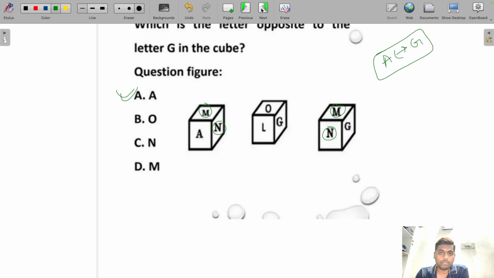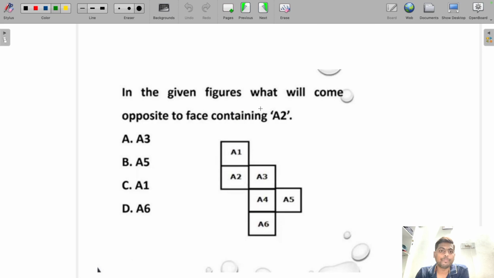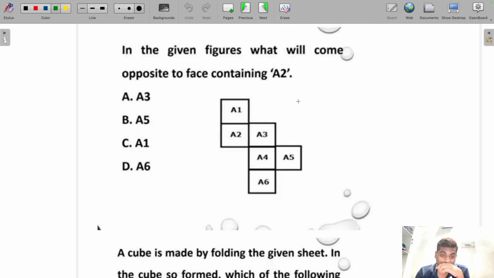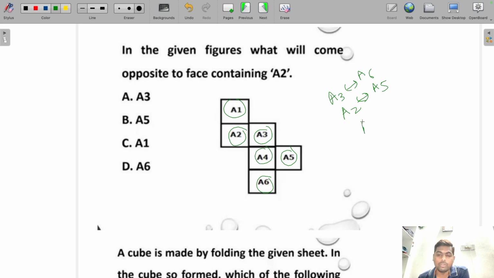Now coming to the next question: in the given two figures, what will come opposite to the face containing A2? For A3, A6 will come opposite, this is for sure. Again for A2, one gap should be there, so A5 will come because one gap is already there. For A1, one gap, the second row will be gone, so in the third row A4 will come. So for A2, the opposite is A5.